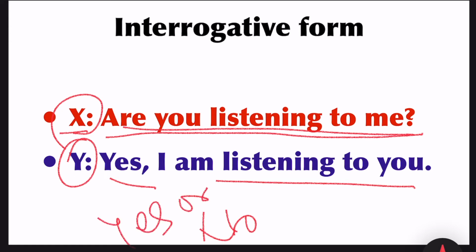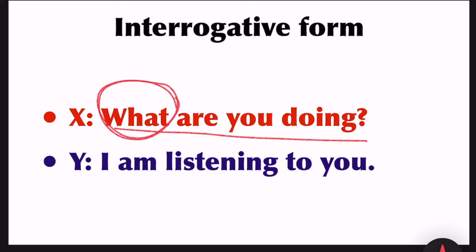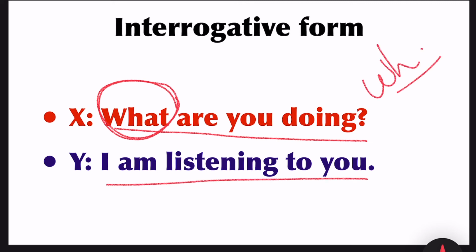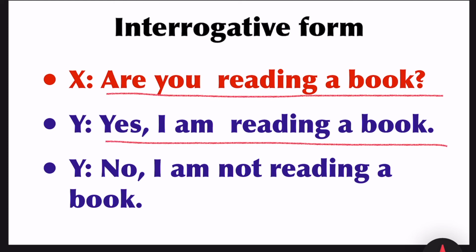Next example, what are you doing? You have used what in this question. So, it is a WH question. The answer is I am listening to you. Next example, are you reading a book? Yes, I am reading a book. If you are not reading a book, you can say no, I am not reading a book.